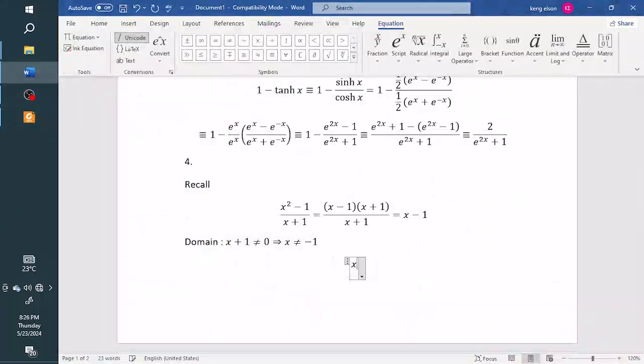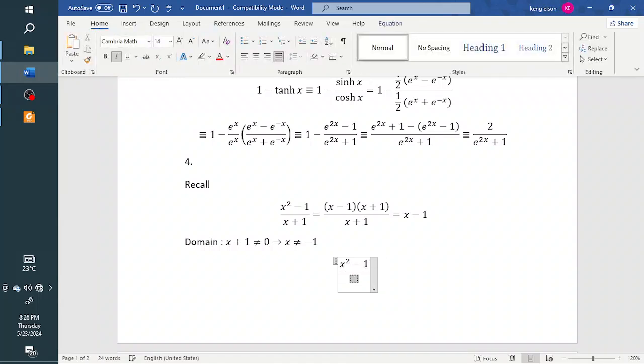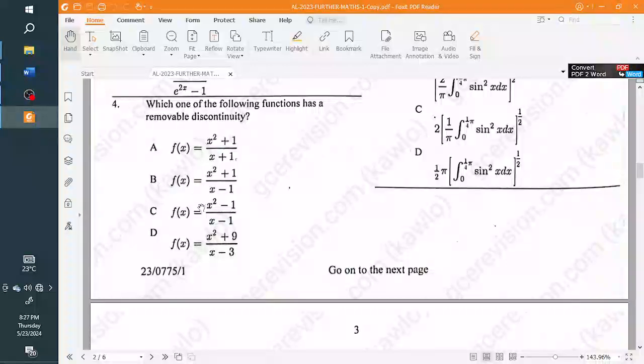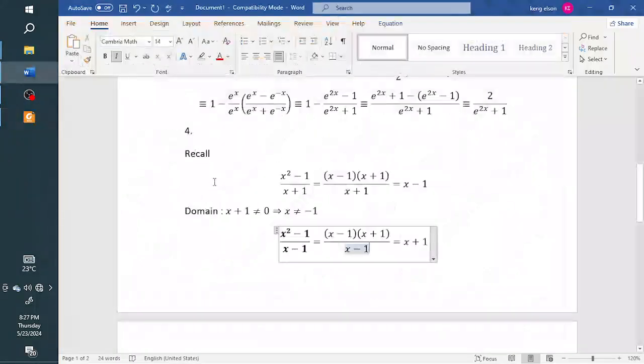So if we talk of x squared minus 1 divided by x minus 1, it can be written in exactly the same form, though the denominator is x minus 1. Now you see the x minus 1 cancels, and we are going to have x plus 1. So there is a removable discontinuity at x equal to 1, since the factor x minus 1 has cancelled. It therefore means that this function has a removable discontinuity. So I think the option is option C. Option C.